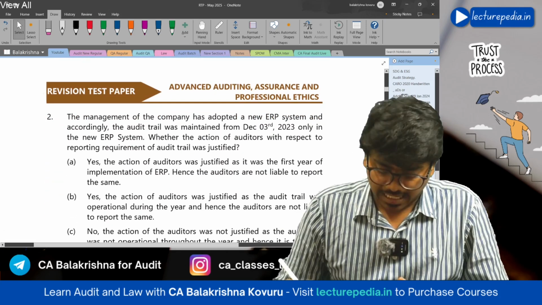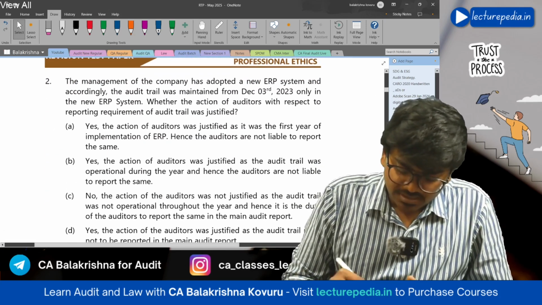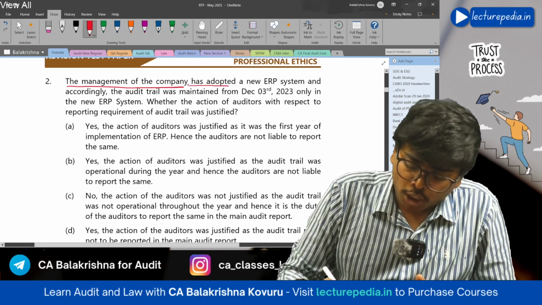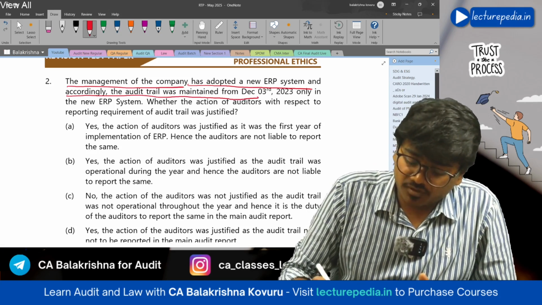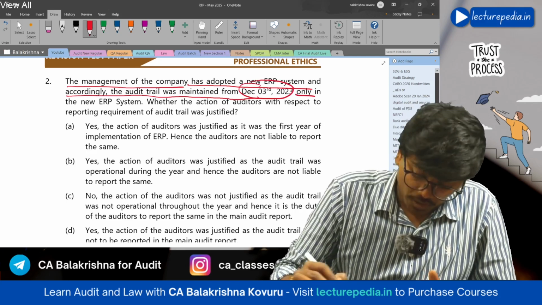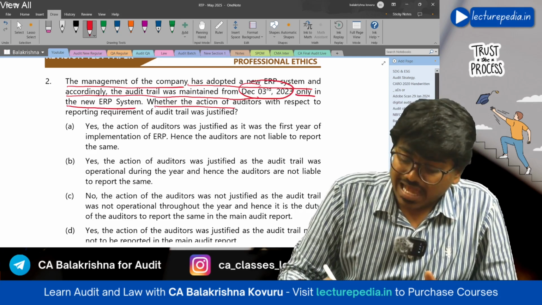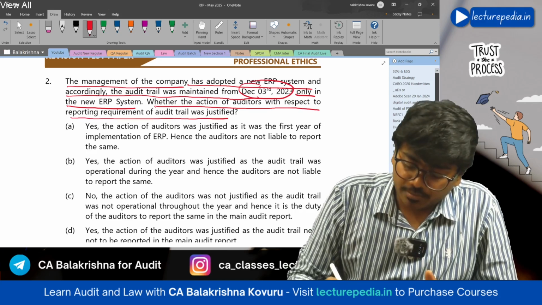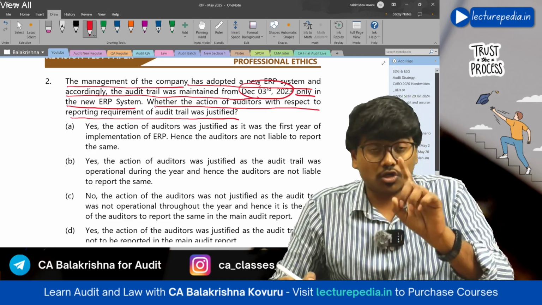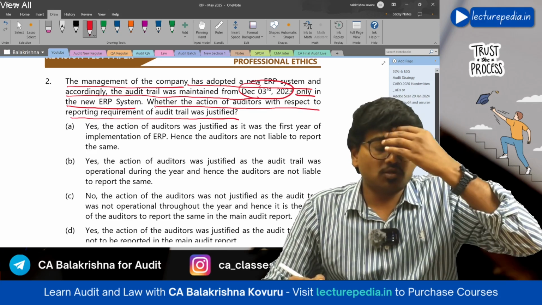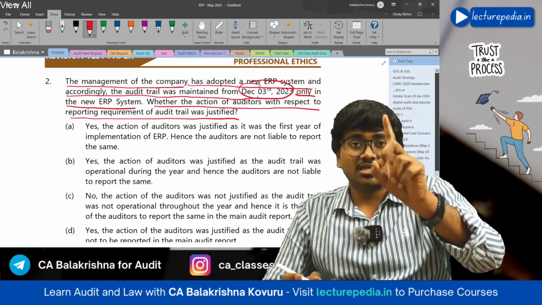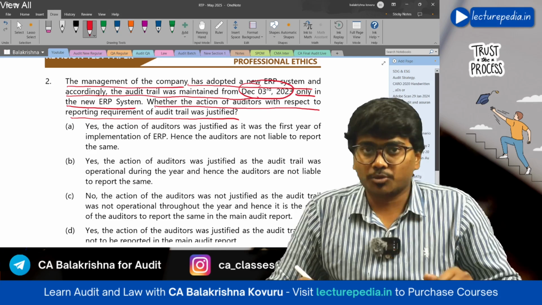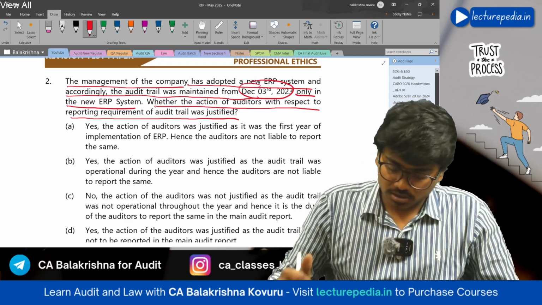Next, second MCQ. The management of company has adopted a new ERP system and accordingly audit trail was maintained from December 3rd, 2023 only in the new ERP system. Whether action of auditor with respect to reporting requirements of audit trail was justified? It is not justified, because even if the audit trail is not present, even if for a single day, you need to report it in audit report, but auditor has not reported.